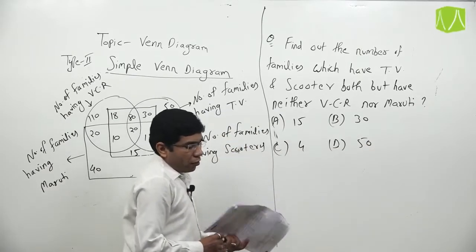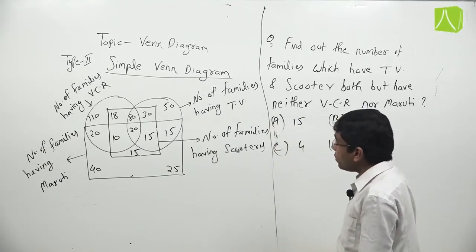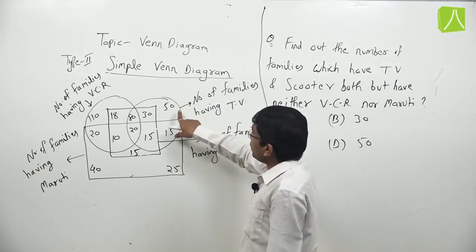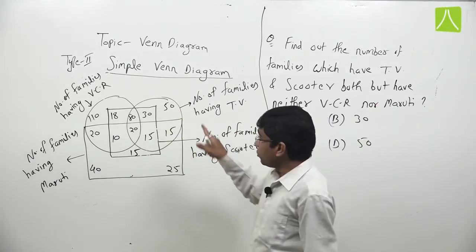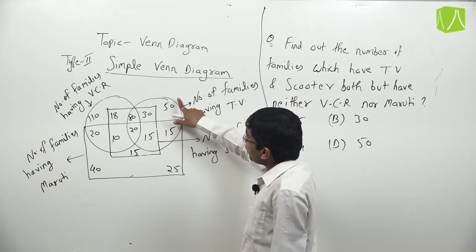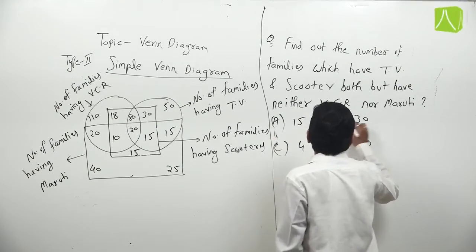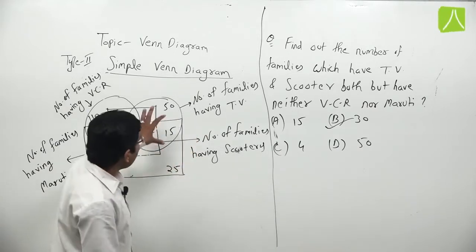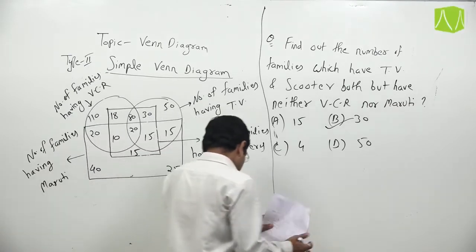Now friends, for this question we have to find the number of families which have TV and scooter both. That means the common number between this circle and the square, but with neither VCR nor Maruti. So according to this diagram we have to find the number which is present only in this circle and this square, which is 30. So for this question our answer should be option B. So this is the example for the simple Venn diagram. Here the diagram is given, and according to this diagram we have to find the answers to the questions.